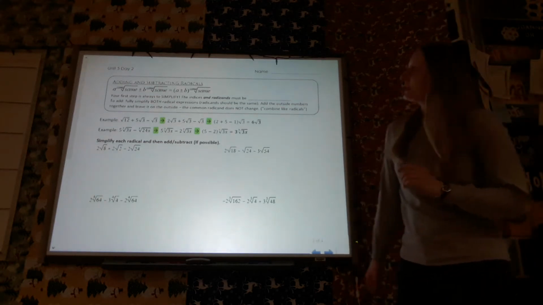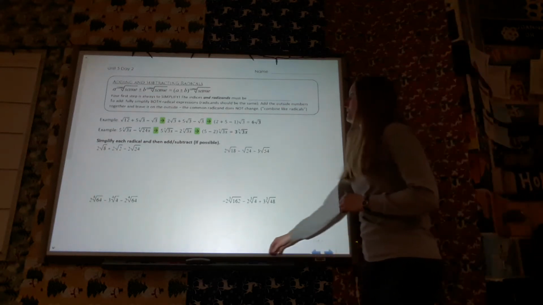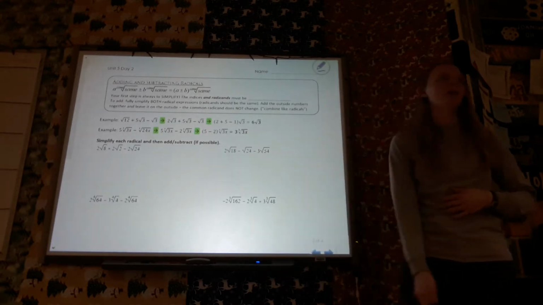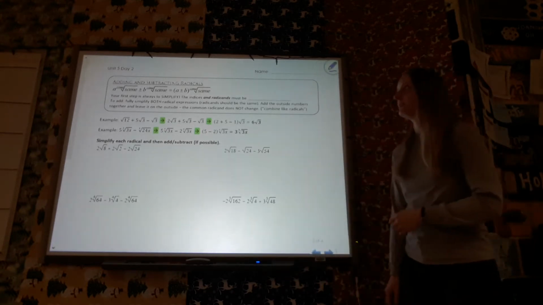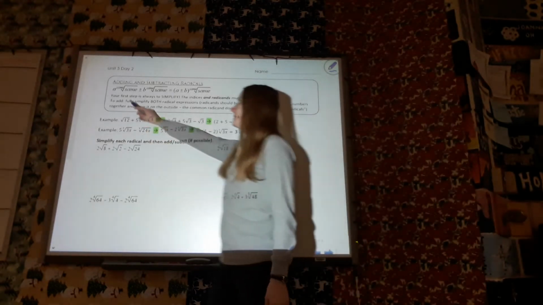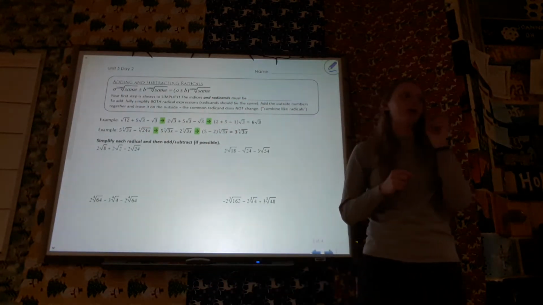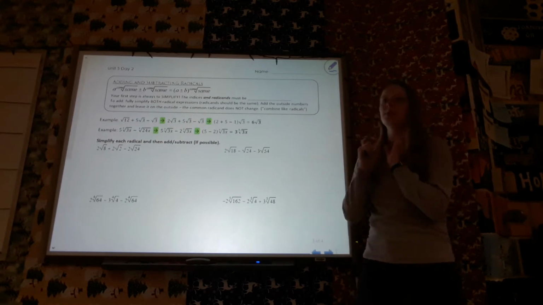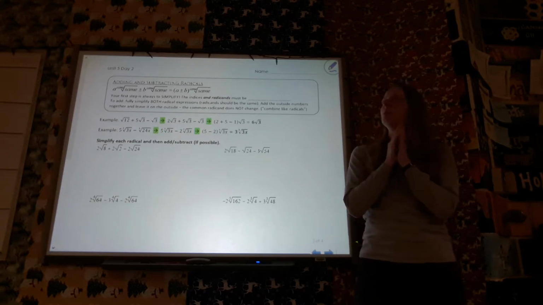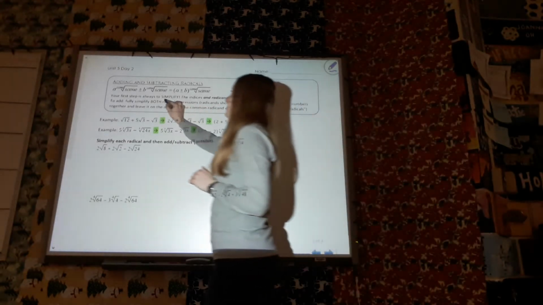Alright, for adding and subtracting radicals, the same conditions need to be true as when we were multiplying and dividing. The indices need to be the same. So again, you can't add a square root and a cube root or a fourth root and a square root. They need to be the same type of root in order for you to add them. The thing that's different though is that you actually have to simplify first.